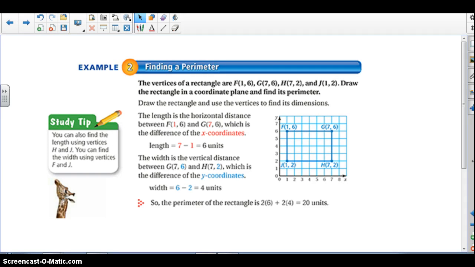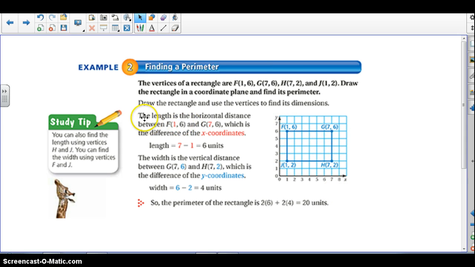Finding a perimeter. So the vertices of a rectangle are F (1, 6), G (7, 6), H (7, 2), and J (1, 2). Notice, it cannot cross because that would not be a polygon. So you need to make sure it goes in a square.